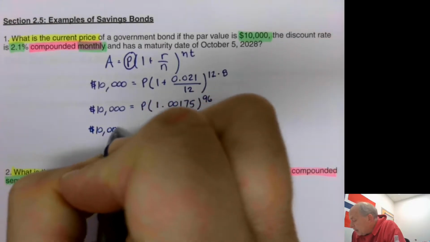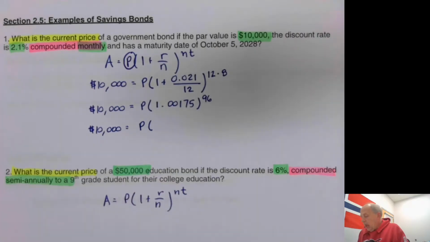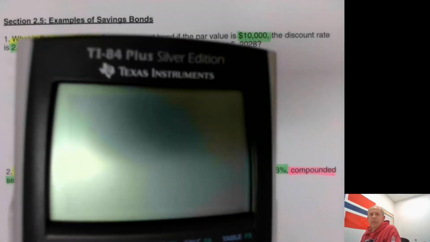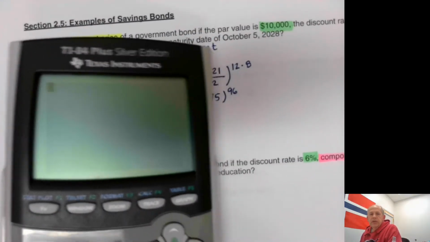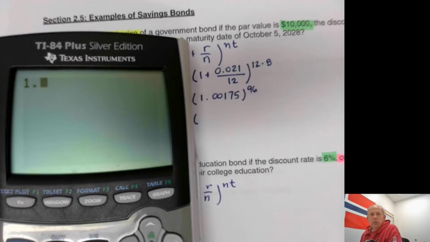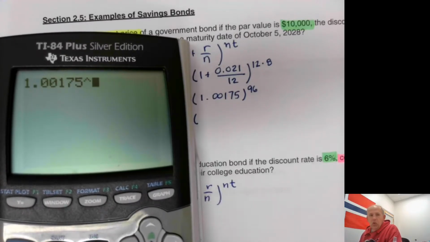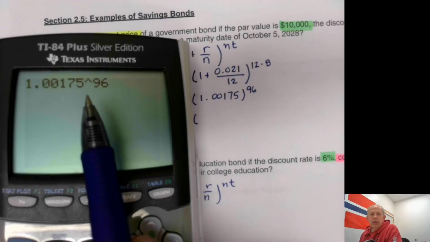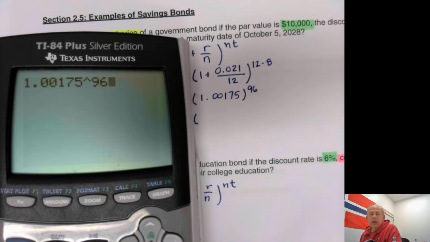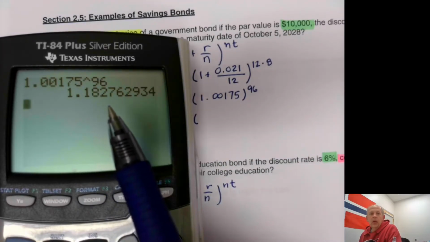So I have $10,000 is equal to P times 1.00175 to the 96th power. A lot of people have asked me questions about where these exponents come from. Let me show you how to do that. 1.00175 raised to the 96th power. That's going to be an x to the y key on your cell phone, caret key on my graphing calculator. I get 1.1828.